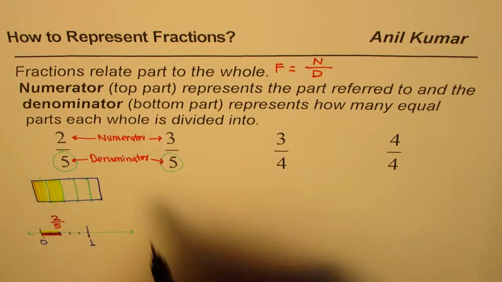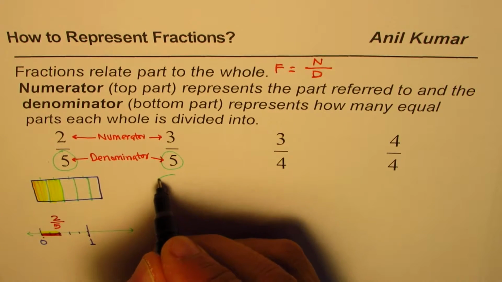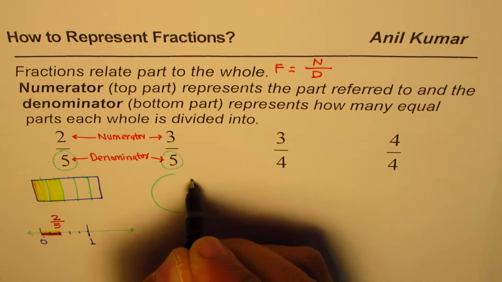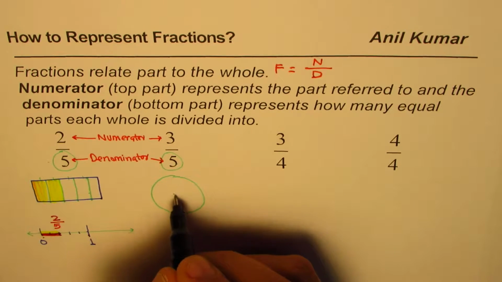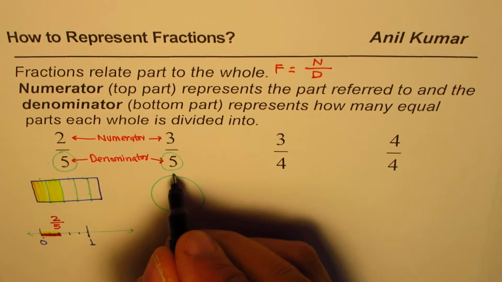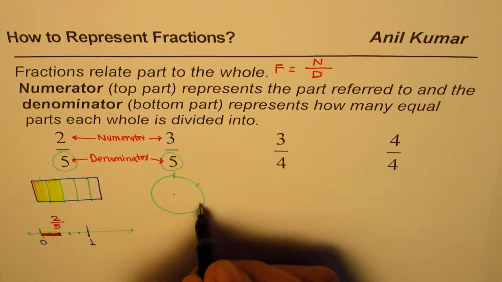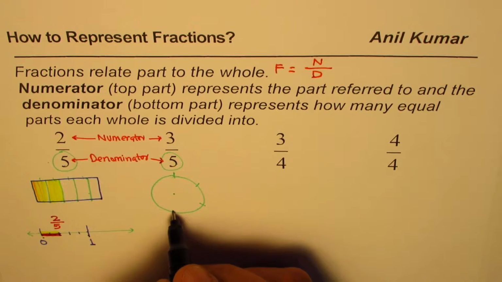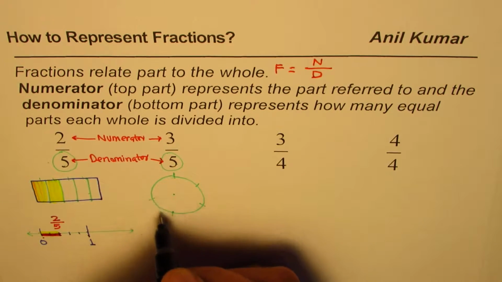Well, we can also make kind of a circle, right? So a whole, like a pizza, right, is kind of like this, and this circle could be divided into 5 equal parts. Let's say 1, 2, 3, 4, and 5.